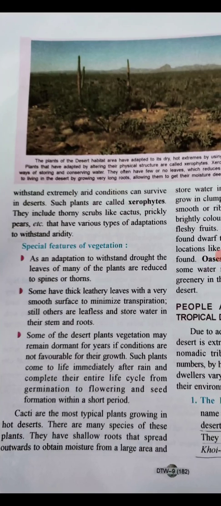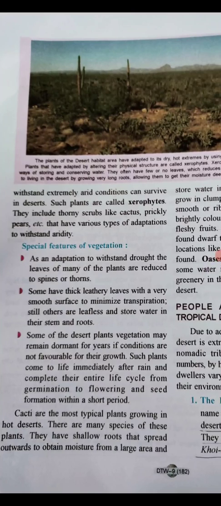Next, some have thick leathery leaves with a very smooth surface to minimize transpiration. Still others are leafless and store water in their stems and roots. Okay, some plants have very thick roots. Thick leaves, like the cactus has very thick leaves. Okay, and it has a smooth surface too. Not only cactus, but many plants have a smooth surface, which reduces transpiration. Okay, it means loss of water from the leaves. Then many plants do not have any leaves. Okay, they store water only in their stem.